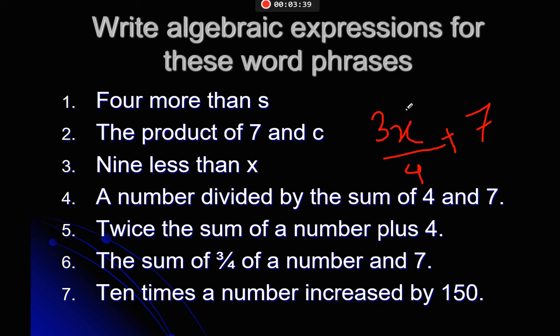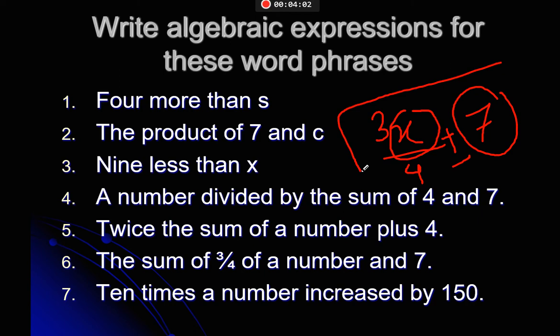Suppose x is the variable. Now we are multiplying some constant with that variable. So 3 by 4 is the coefficient here because it is multiplied with x. 7 is the constant and the plus sign is the operator. So by using everything, we are writing this expression.